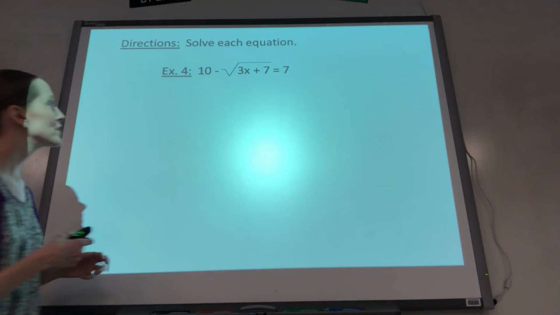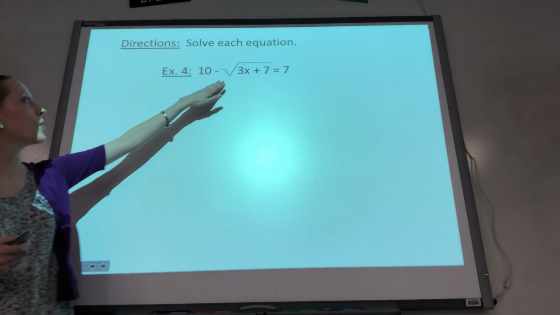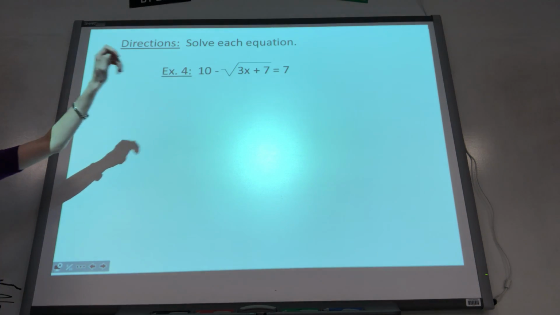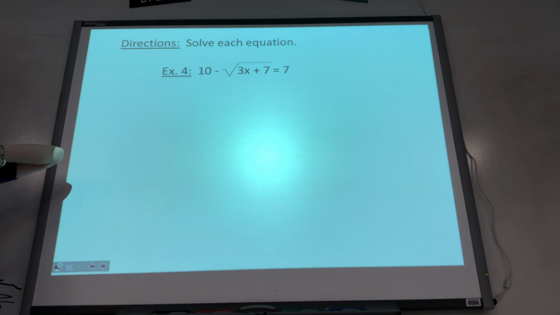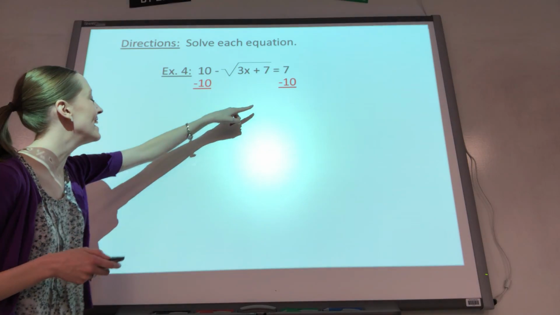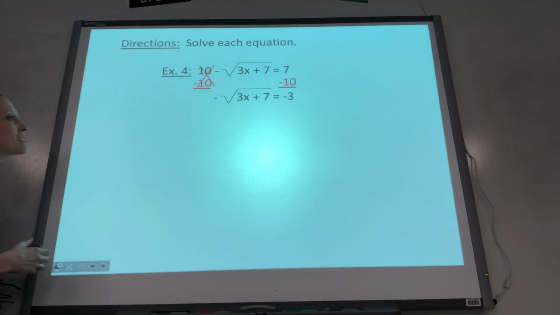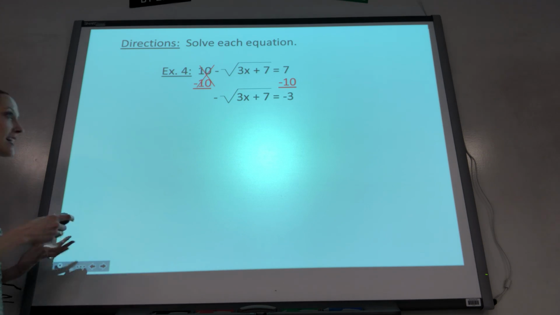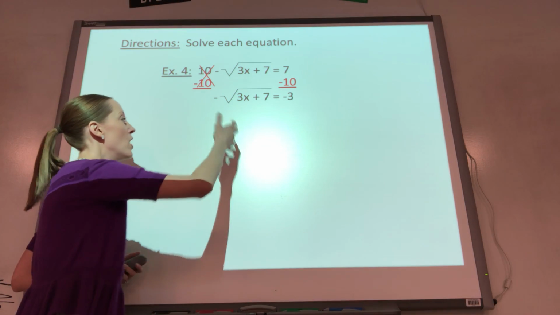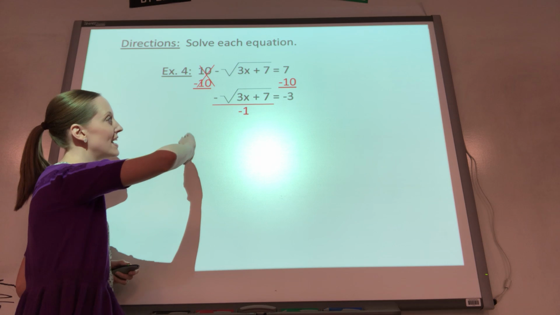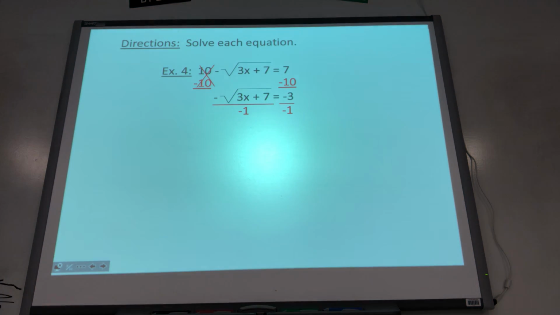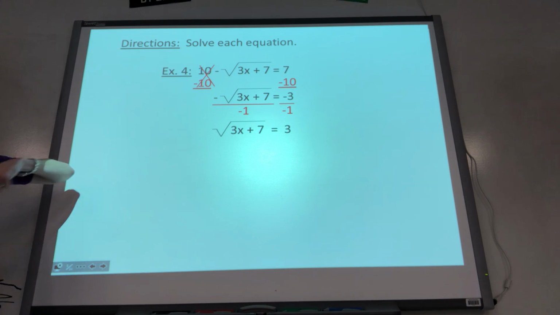What would be my first step if I want to get this square root by itself? Yes, subtract 10. There is still a minus right here. So to get rid of that minus sign in our next step, we can just divide both sides by -1. And now it says square root of 3x plus 7 equals 3.